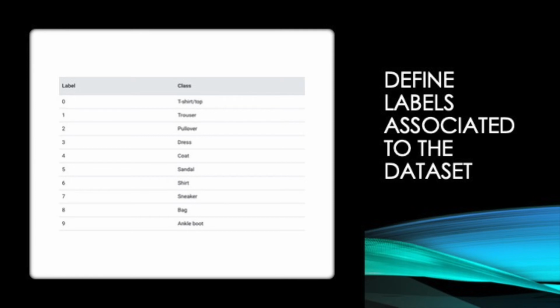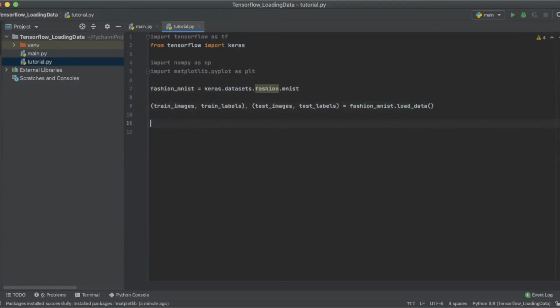With our dataset now loaded, we can now define the labels associated to the dataset. We can do this by simply creating a list of the labels. And with our labels defined, we can now view an example from our dataset using matplotlib.